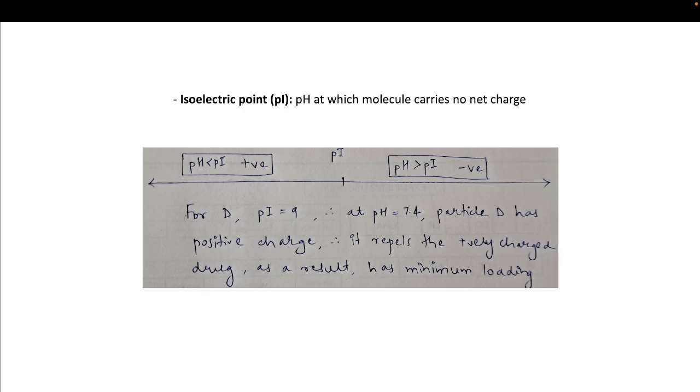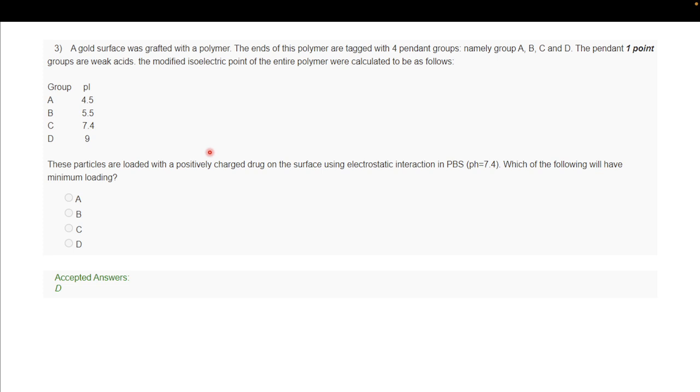Now if you go below isoelectric point, pH of your solution is below isoelectric point, your molecule is going to have positive charge. And if the pH of the solution is above your isoelectric point, the molecule is going to have a negative charge. Now to have a positive charge, we need to look for the group which will have an isoelectric point that is higher than the pH. So the only molecule here which has it is molecule D, that is having an isoelectric point higher than the pH.